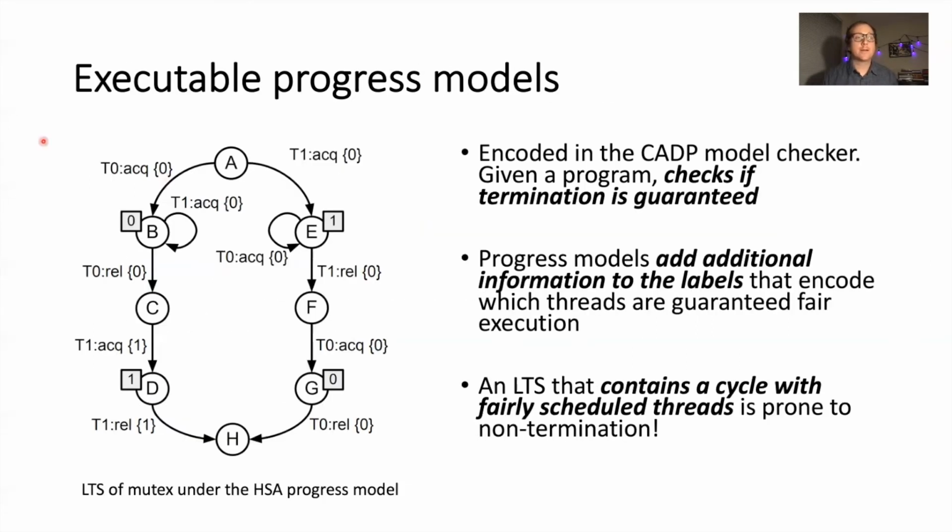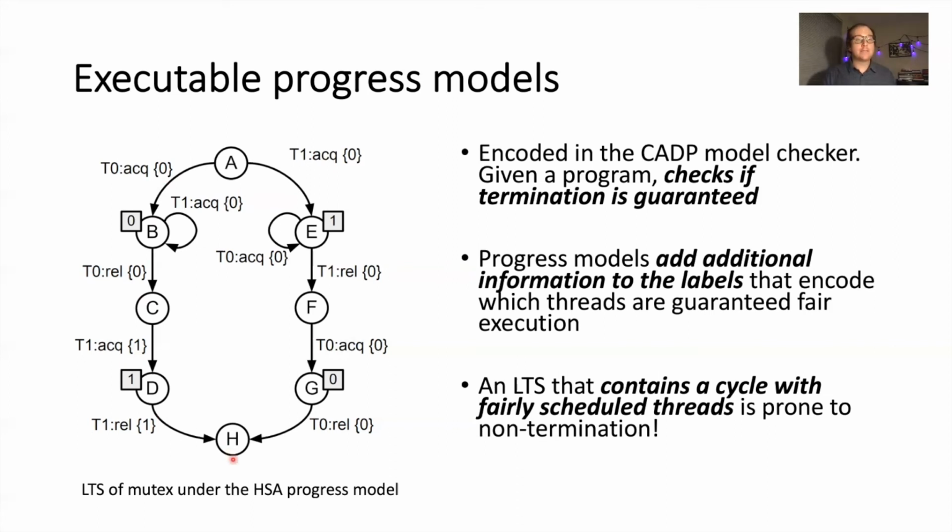The first tool in our toolbox that I want to talk about is the executable semantics for progress models. This is encoded in the CADP model checker. How this works is, given a program, it checks if that program is guaranteed to terminate or not. And it does this by reasoning about an LTS, similar to how we looked at the mutex, except the LTS is augmented with some extra information. This information is a set of IDs at the end of each edge that says which thread is guaranteed fair execution. So this is an example with HSA, and that means that the thread with the lowest ID is guaranteed fair execution until it terminates. So you can see thread ID 0 is guaranteed fair execution up until this point, where thread 1 is until the end of the program.